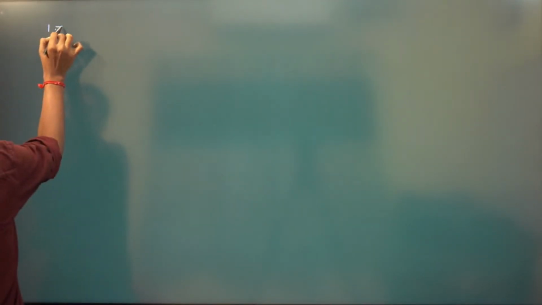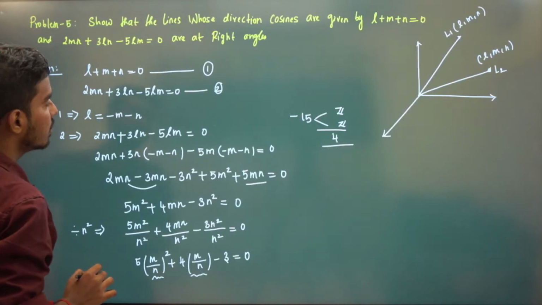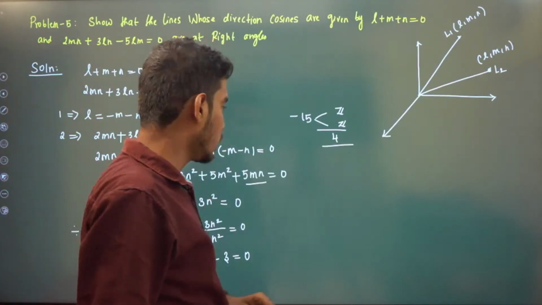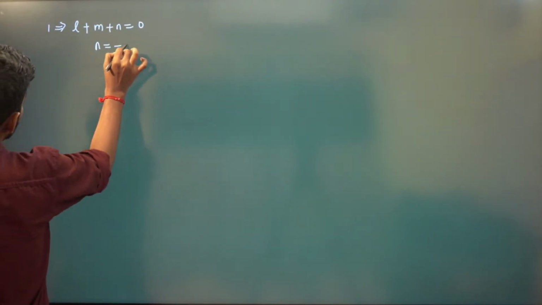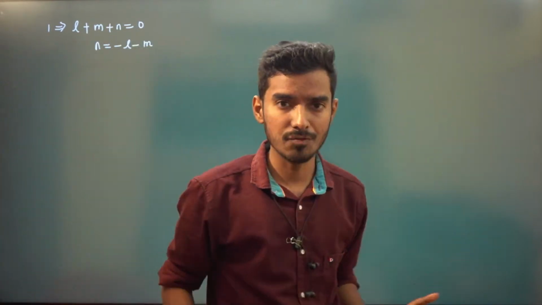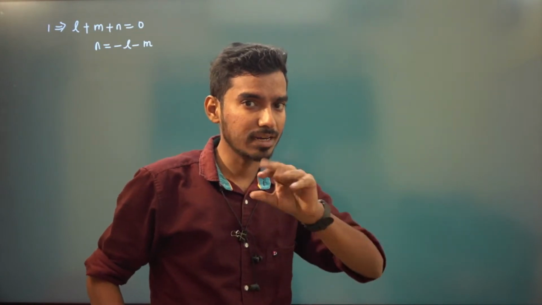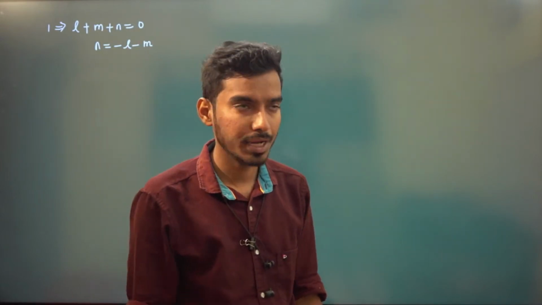So, we know from 1, L plus M plus N is 0. This is our first relation. First, here we have written L in terms of mn. Now you write n in terms of lm. Follow the same from the exam point of view also. If it is not factorizable in integers, first write l in terms of mn and n in terms of lm. You follow this?